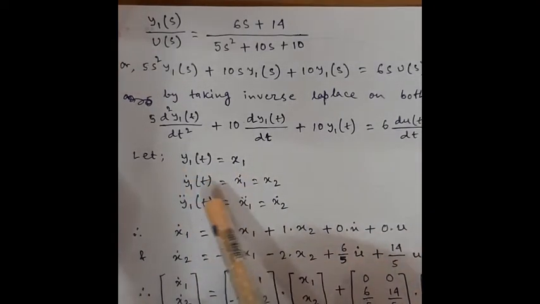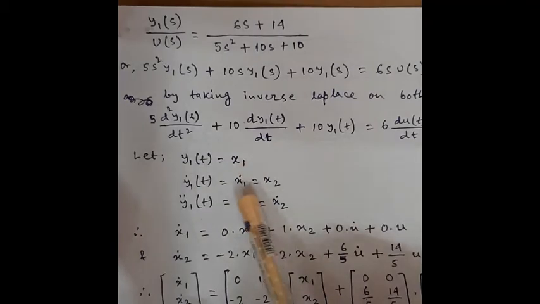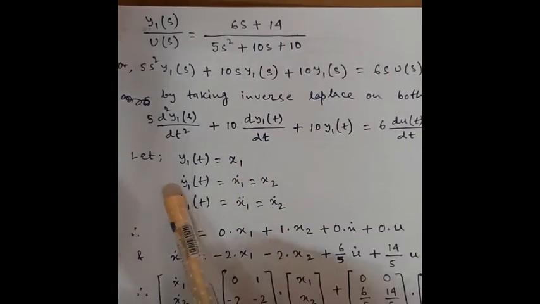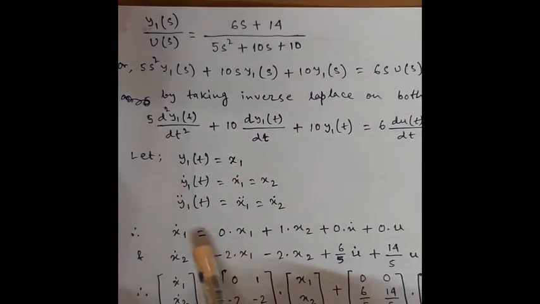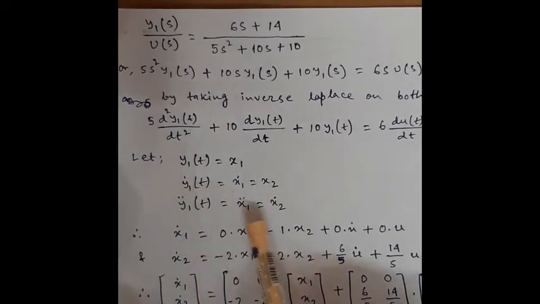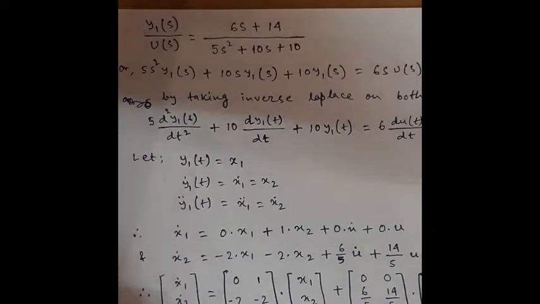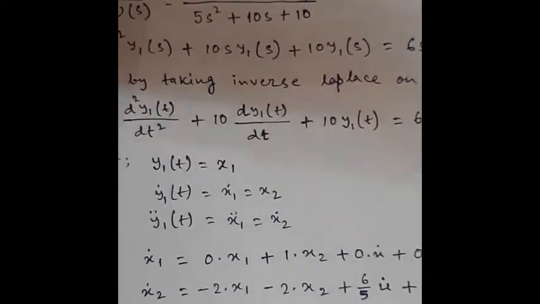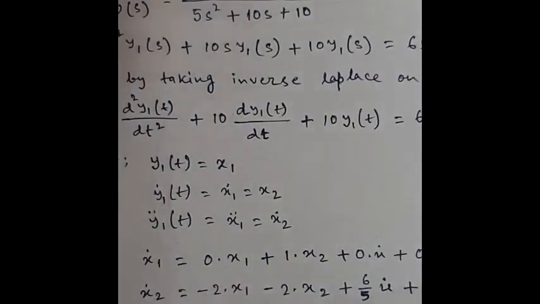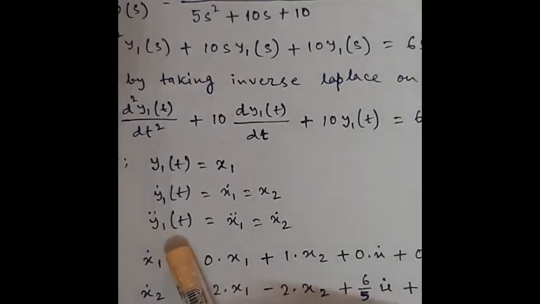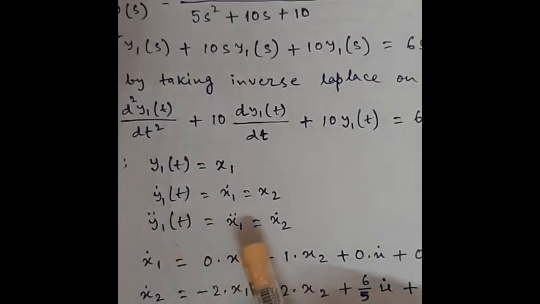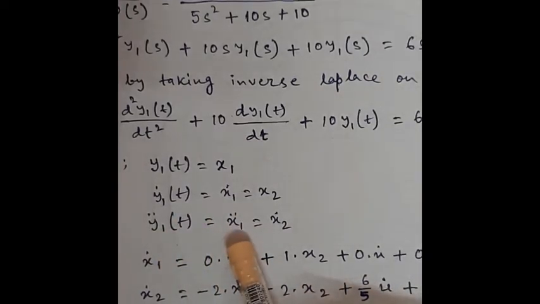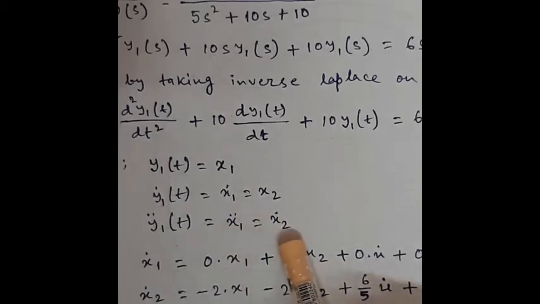Now assume that y1(t) is equal to x1 as a state. Then if we take the first differentiation of y1(t), then y1 dot(t) is equal to x1 dot, which is equal to x2. Now if we take the second differentiation, then y1 double dot(t), that is equal to x1 double dot, is equal to x2 dot.